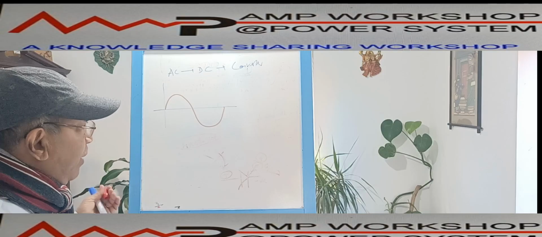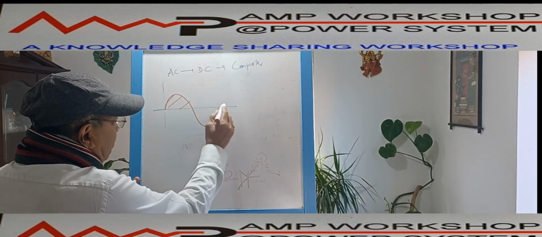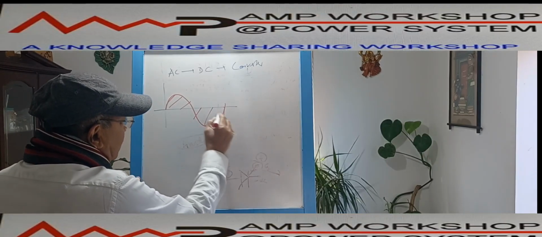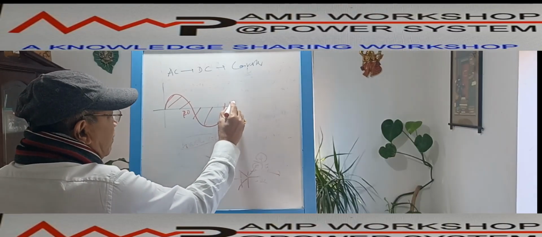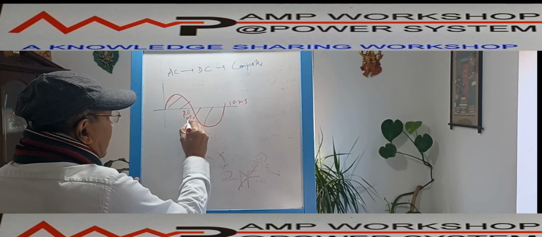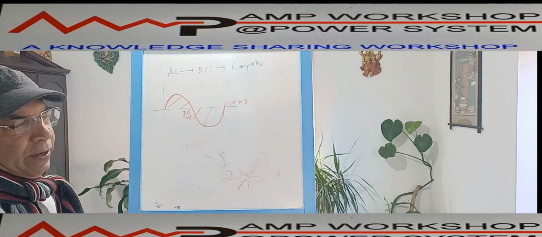What is a half wave rectifier? Half wave rectifier uses half of the wave. This is one complete waveform, and its duration is 20 milliseconds. This is 10 millisecond, this is 10 millisecond. It is a 50 hertz supply. So this is called one half, and this is called the other half.